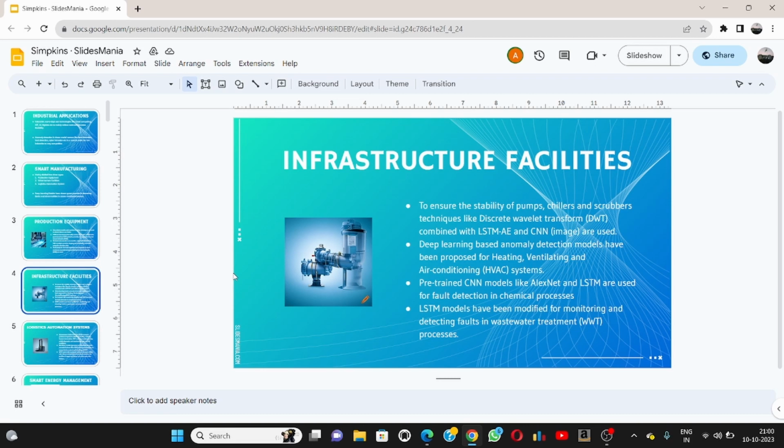Next, infrastructure facilities. To ensure the stability of pumps, chillers, and scrubbers, techniques like discrete wavelet transformation combined with LSTM-AE and CNN are used. These pumps, chillers, and scrubbers are very essential to maintain the temperature and pressure in the factories. So, in order to find anomalies in them, we use models like LSTM-AE and CNN combined. Deep learning based anomaly detection models have been proposed for heating, ventilating, and air conditioning systems, also called HVAC systems. Pre-trained CNN models like AlexNet and LSTM are used for fault detection in chemical processes. LSTM models have been modified for monitoring and detecting faults in wastewater treatment (WWT) processes.